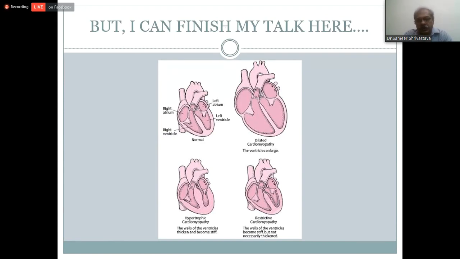This cartoon is the sum and substance of what I'm going to talk about. The top left is normal. On the top right is dilated cardiomyopathy, where the ventricles are dilated and poorly functional. This on the left is hypertrophic cardiomyopathy, which means the walls of the ventricles are thickened but have become stiffened. And this fourth variety is restrictive cardiomyopathy. The walls of the ventricles become stiff, but they may not necessarily be thickened.